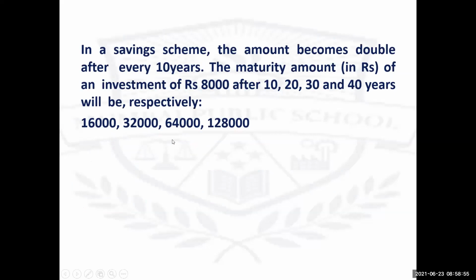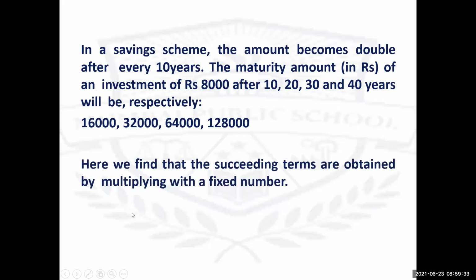Now we look at the second example. In a saving scheme, the amount becomes double after every 10 years. The maturity amount in rupees of an investment of ₹8,000 after 10, 20, 30 and 40 years will be respectively 16,000, 32,000, 64,000, 1,28,000. Understood? So when you look at these numbers, again a definite pattern has been followed. Here we find that the succeeding terms are obtained by multiplying with a fixed number.